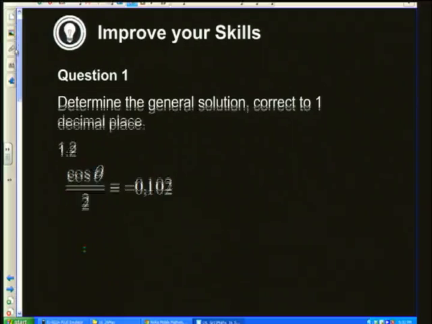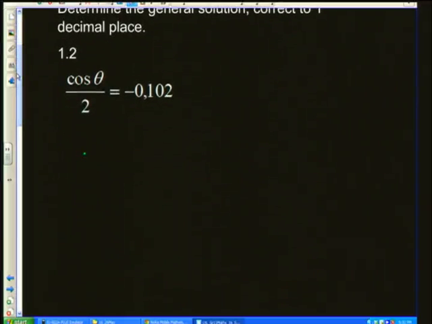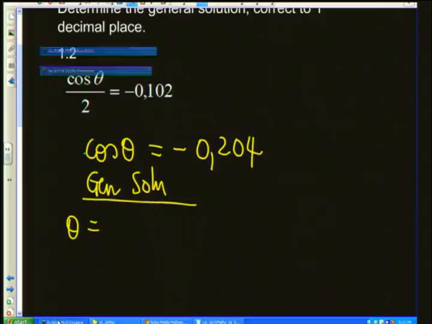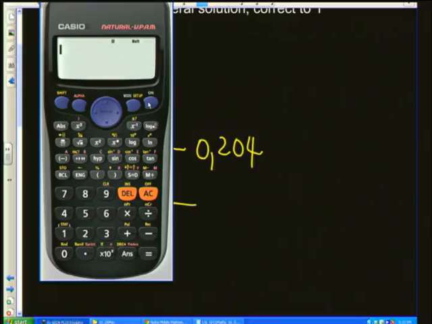How to deal with, very popular one and where people make mistakes, cos theta divided by 2 is equal to negative 0,102. How do we deal with this one? We would have an isolation of cos theta. There is a half here, so we would multiply by 2, so it's negative 0,204, and then we would go straight into the general solution. General solution would be theta equals second function, negative 0.204, and that would give us 101.